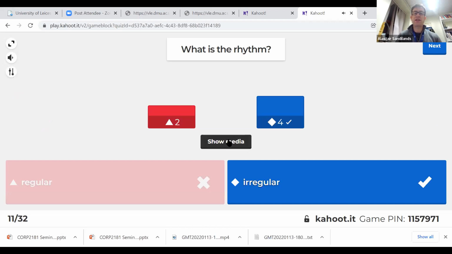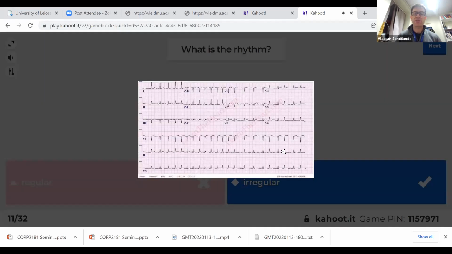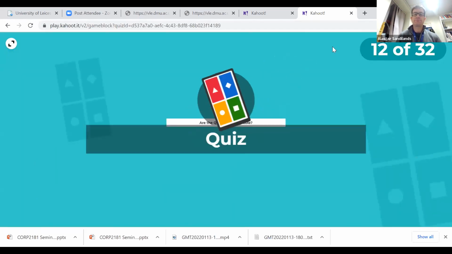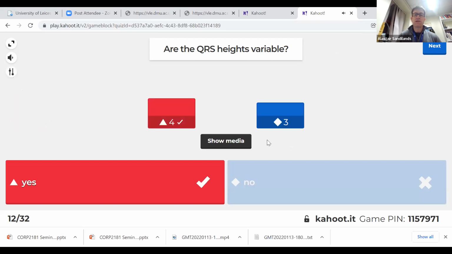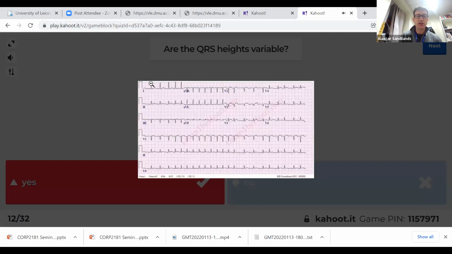So it's definitely irregular. It's definitely an irregular rhythm. Look at the spacing between every QRS is very variable. There's a bit there where it goes a little bit faster, but it's still irregular. Yeah, I think they are variable. If you try to look in a given lead, it's a difficult one in this one, but I think they are variable.